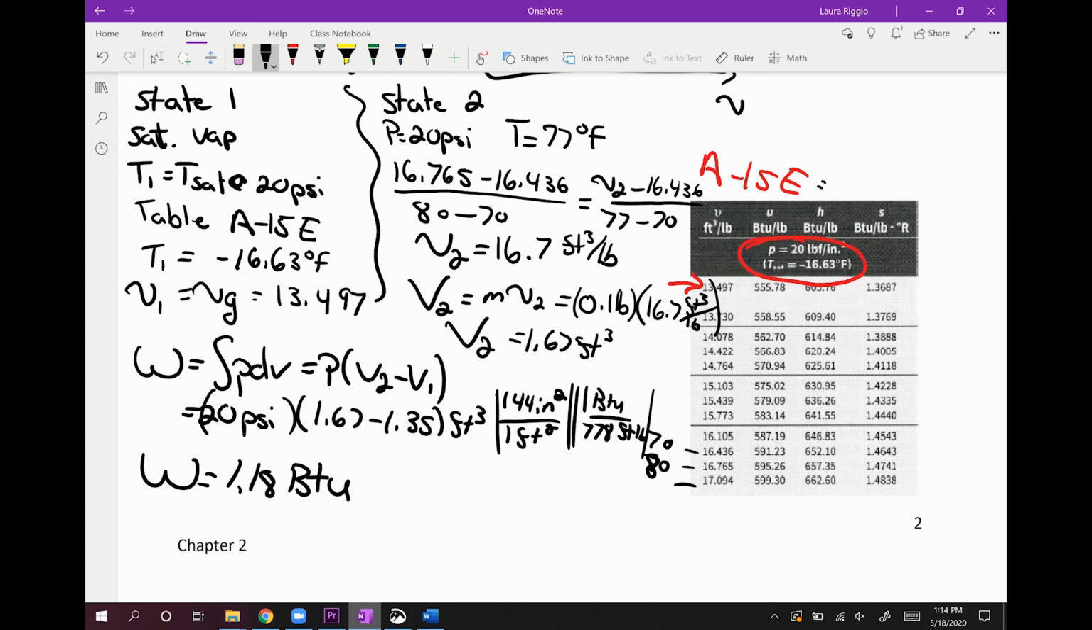Well, that's how you use the superheated vapor tables. In the next video, I'm actually going to show you how to use the saturated tables.